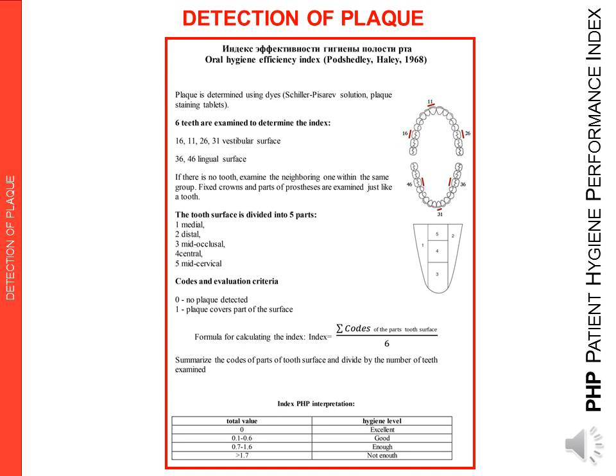So, for example, the tooth 1.6 has code 3. 1.1 has code 2. 2.6 has no code, etc. We summarize these codes and divide it by 6. And then we interpret the index. The oral hygiene index PHP has 4 interpretations. Hygiene level can be excellent, good, enough, and not enough.